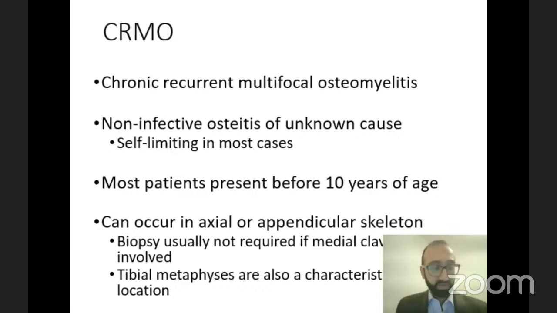If the medial clavicles are involved in our local practice, and there's no other concern, there's no other particular feature to point to anything else, there's no raised inflammatory markers or anything aggressive on a plain film, then we don't do a biopsy. We're very happy to say that that is CRMO, and the rheumatologists take these patients on and follow them up. The tibial metaphysis in the literature is also a characteristic location. It's possible in the future, if we've got proximal tibial metaphyseal involvement, we may also be looking to skip biopsies, but that's not our practice at the minute.